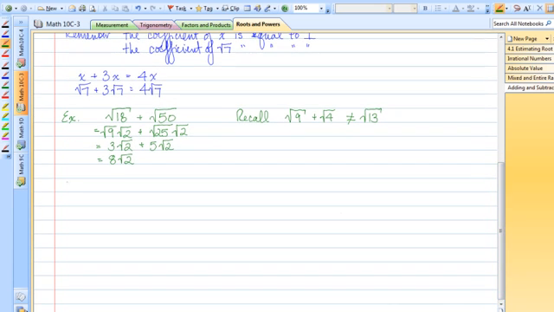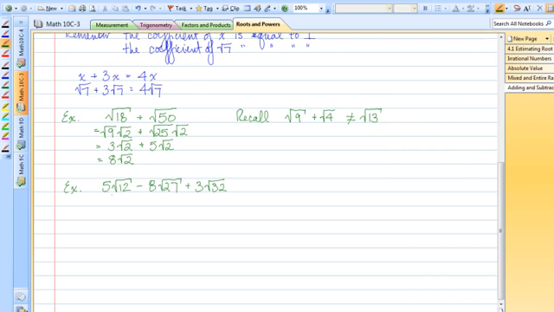Let's try another one. Rather than giving you two entire radicals, I'll give you some mixed radicals. So let's take a look. 5 root 12 minus 8 root 27 plus 3 root 32. Again, immediately, there's no possible way to combine those terms because they are not like radicals.